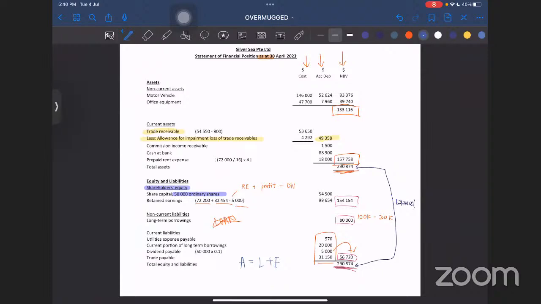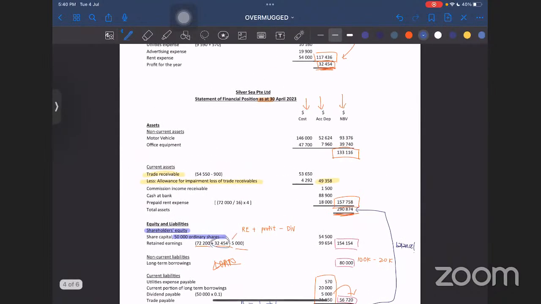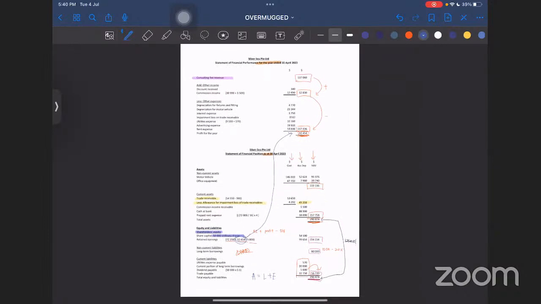Okay, then here my profit. How do I get this profit? I take from my statement of financial performance. Yeah. So simply that's all for adjusting of financial statements.